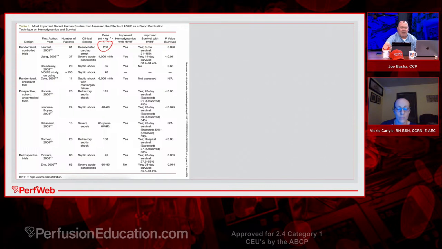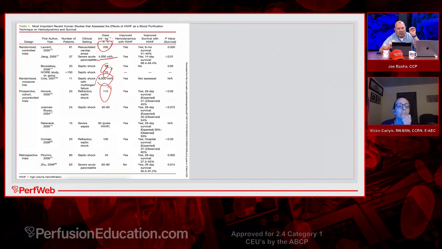In this study here, it was a set rate of 4,000 milliliters per hour. This was at 65, at 70, at 6 liters, 115 milliliters per kilogram per hour. So think about that if you had a patient who weighed 100 kilograms, okay? That's a lot of replacement volume.